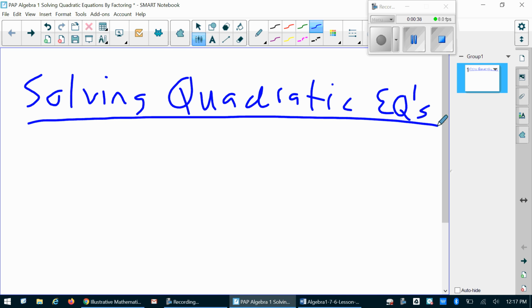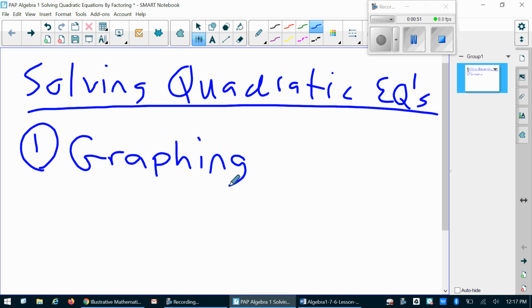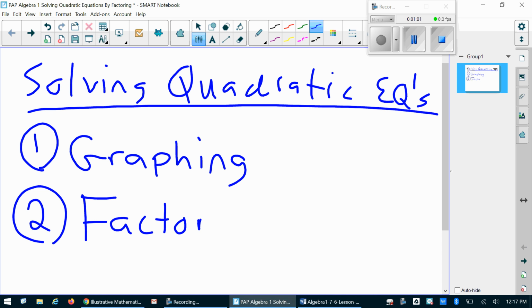Okay, there are 4 different ways, or 4 basic ways to solve quadratic equations. The first method is graphing. We have already solved by graphing right before spring break. I'm not going to go over that today. Our second method is by factoring. That should look familiar. We did that right before we left for spring break.